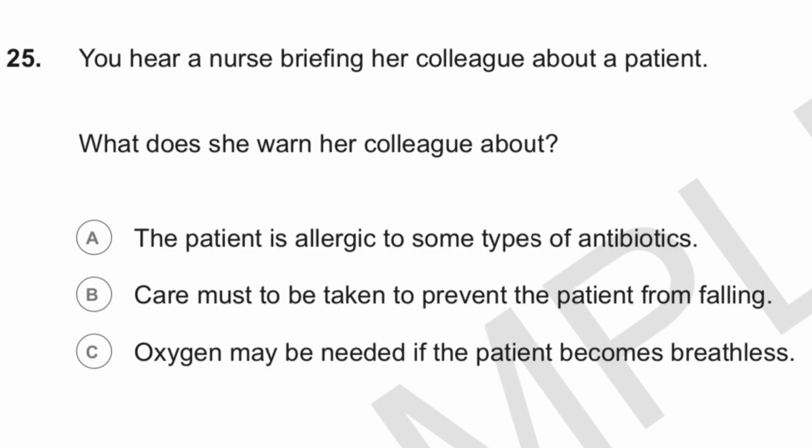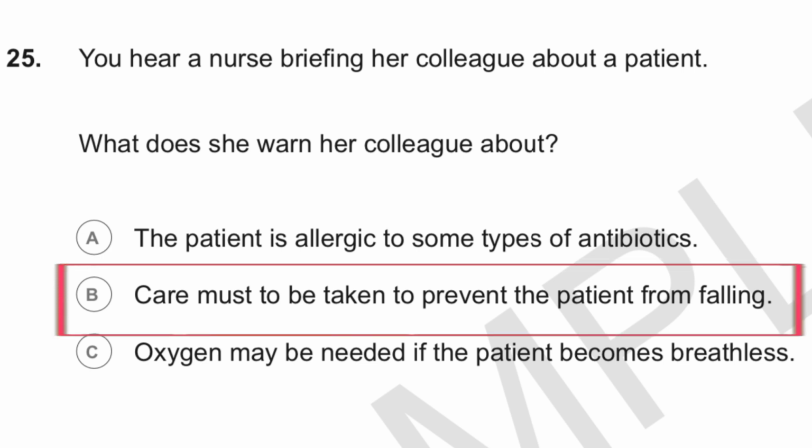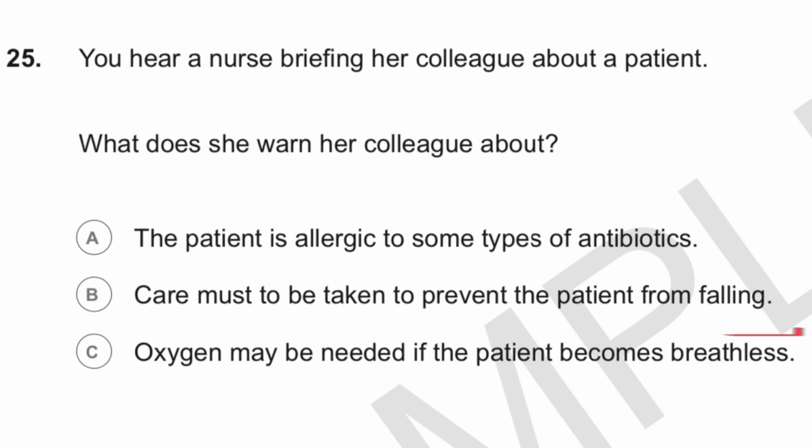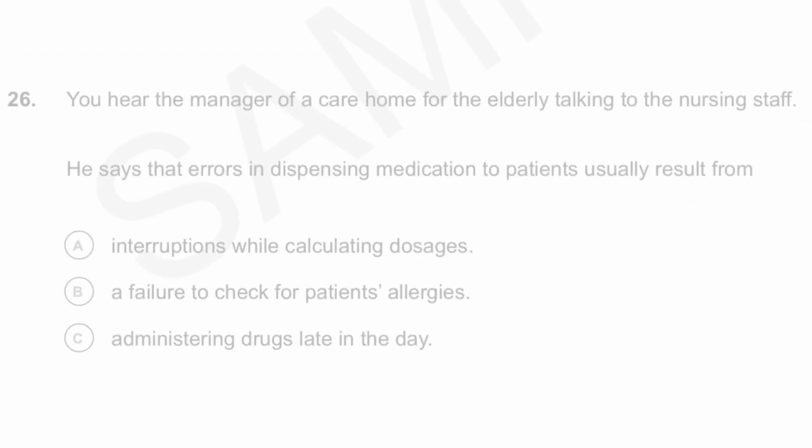Okay. Now you have 5 seconds to choose the answer, and that would be letter B. Care must be taken to prevent the patient from falling, as the nurse warned her colleague that the patient is at high risk for falls due to dizziness. Let's take a look at another example.